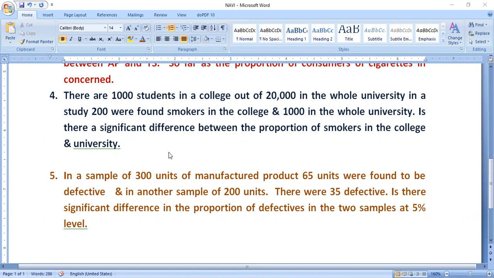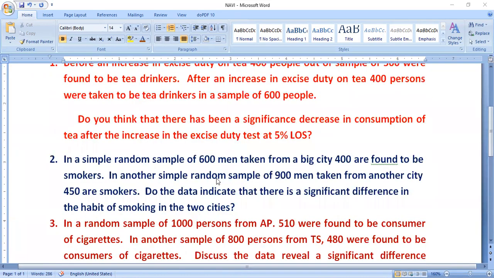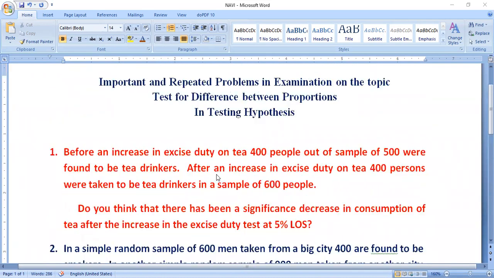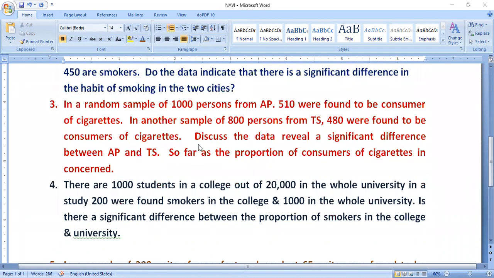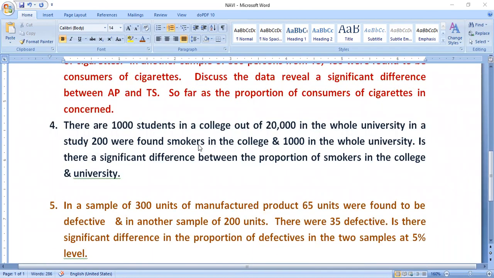Okay, these are the 5 problems. In the beginning I said 4 problems only, but one more problem is also added. If you practice these 5 problems, especially on the topic test for difference between proportions in testing hypothesis, then you will be well familiar and you can easily solve the problem from the examination point of view. Please note down these problems and try to practice them, and they will help you in UGC NET and SET examinations at the state level.